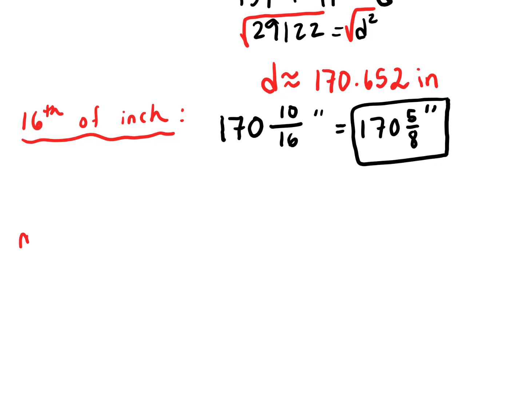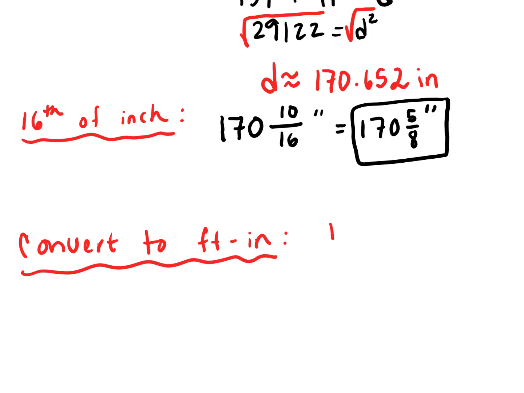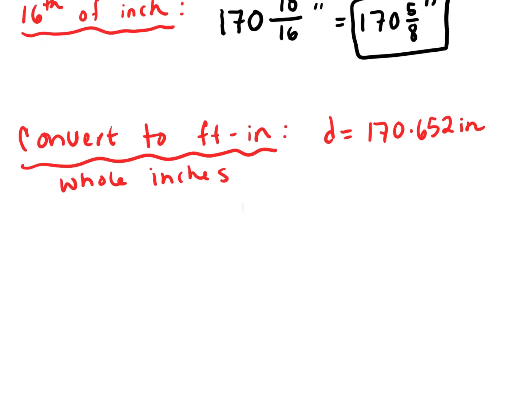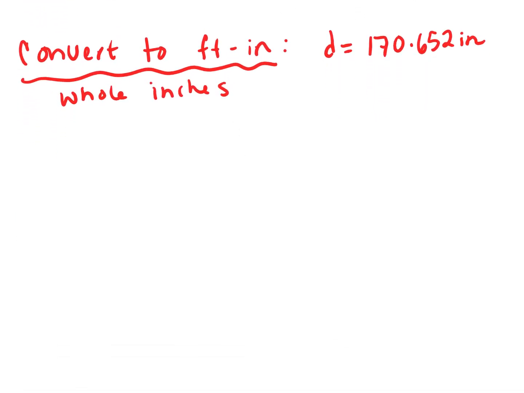What if I wanted to convert back to, remember, we started off with a mixed unit? We had feet and inches. So what if I wanted to convert back into feet and inches? Let's go back to D equals 170.652 inches, and we can do whole inches on this one. So we'll do just a different little way to represent our answer. If we were asked to put our answer back into mixed units, feet and inches, how could we do that? It's a bit of an extension off of this problem.